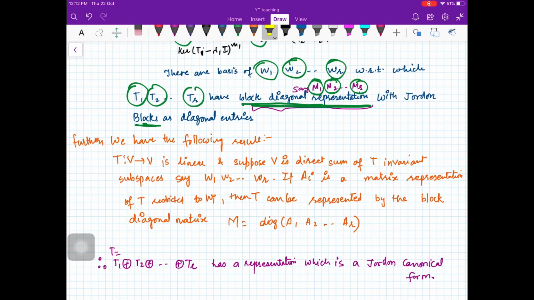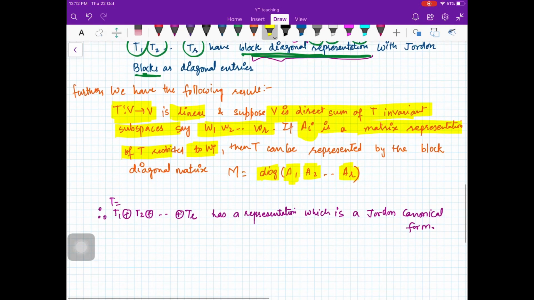So M1, M2, Mr are block diagonal representations where on the diagonal you have Jordan blocks. Next we have this result: if T from V to V is linear, and suppose V is the direct sum of T-invariant subspaces, say W1, W2, Wr, and Ai is the matrix representation of T restricted to Wi, that is Ai is the matrix representation of Ti, then T has a matrix representation where you put A1, A2, Ar on the diagonal.